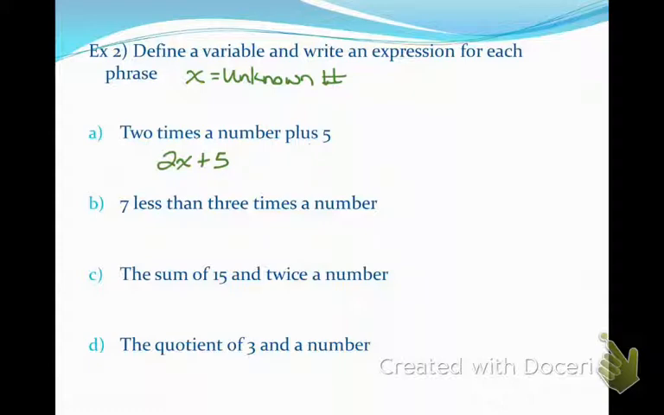And this time it says 7 less than, so that tells me the 7 is going to go later because of the word than there. So it's going to go later, and it's subtraction because it's less than. And then it says 3 times a number. C, the sum of 15, sum means plus, and twice a number, so 2 times a number. D, the quotient, so a fraction, of 3 and a number.